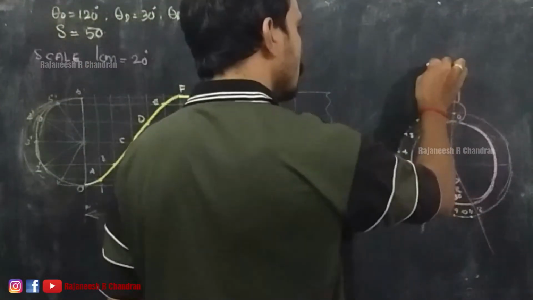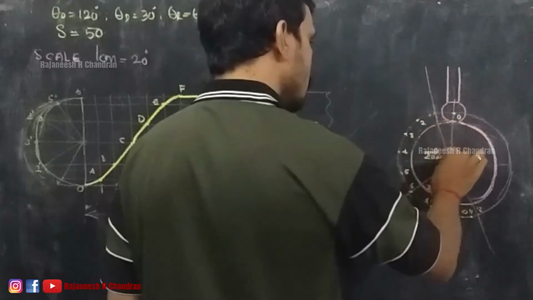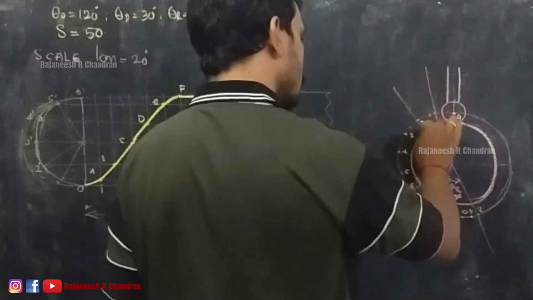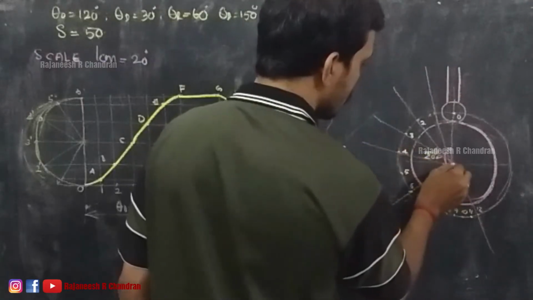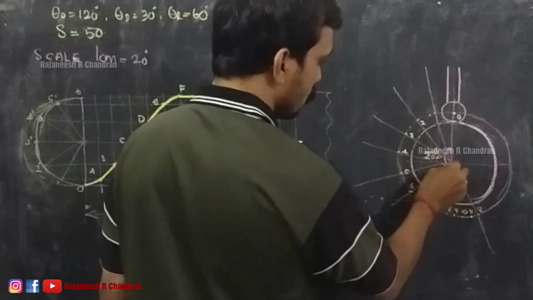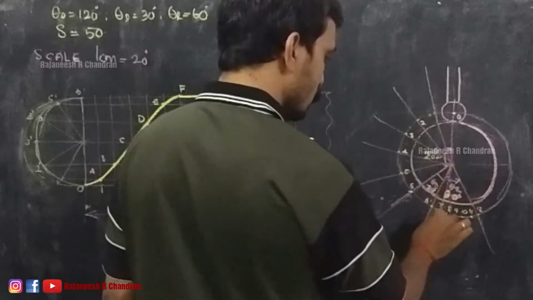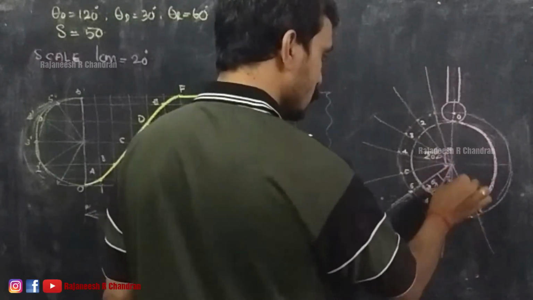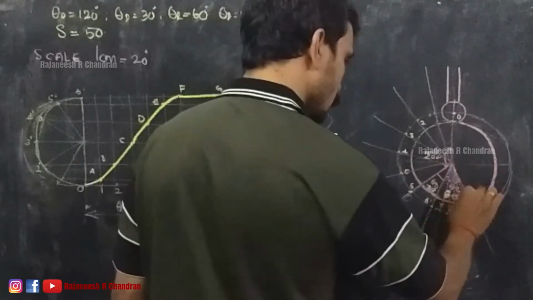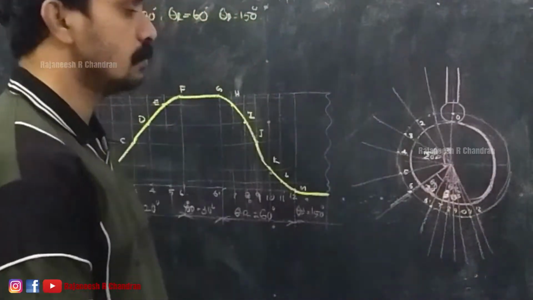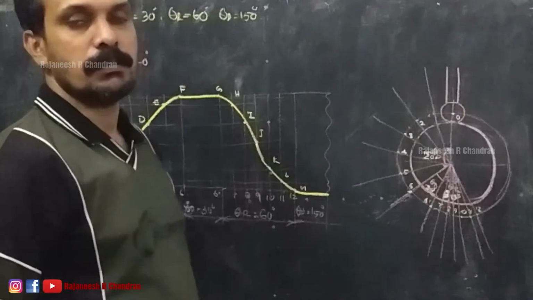Connect the center with 1 and extend. Connect the center with 2 and extend. 3 and extend. 4 and extend. Through 5, through 6, through 7, through 8, through 9, through 11. Complete. That also has been completed.